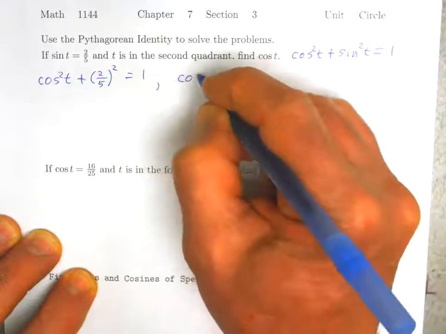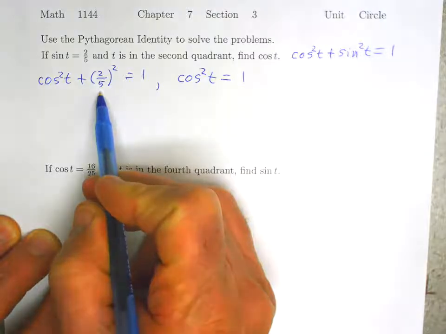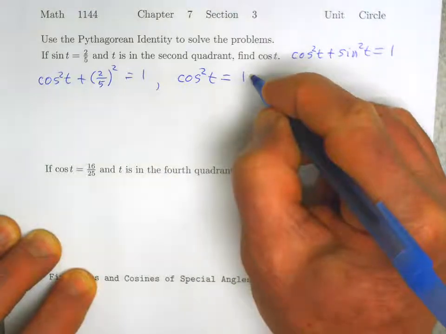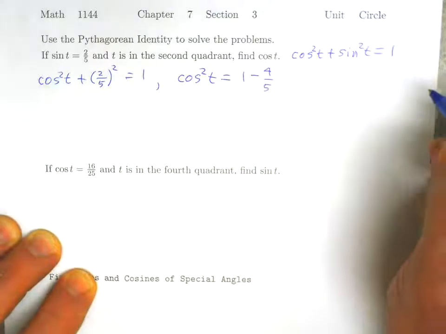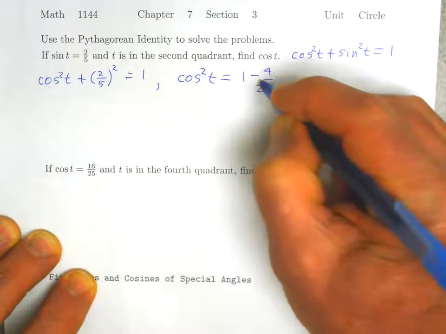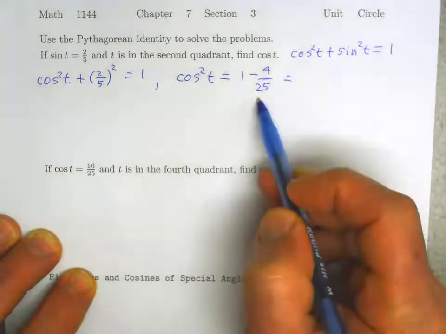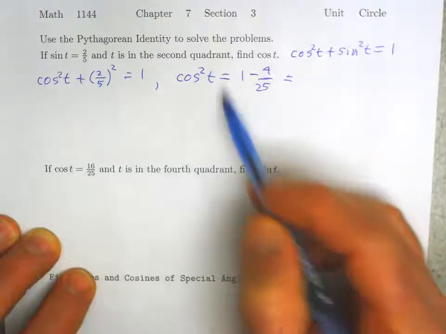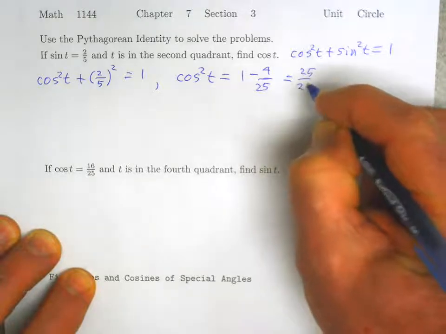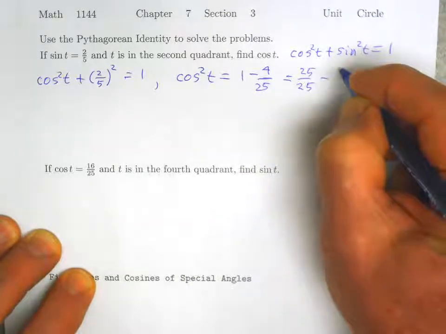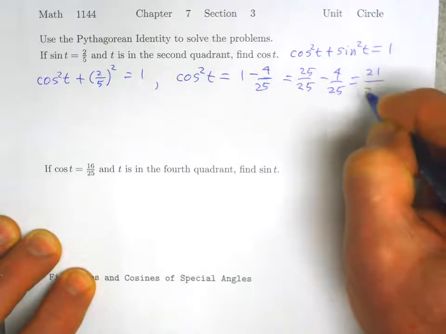Okay, so cosine squared t is equal to 1 minus the fraction (2/5) squared. When you square that fraction, you get 4/25. Sorry, 4/25 when you square 2/5. And then we'll write this as a single fraction. 1 is equivalent to 25 over 25. And 25 over 25 minus 4 over 25 is 21 over 25.